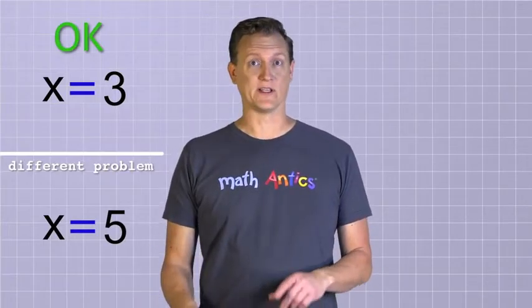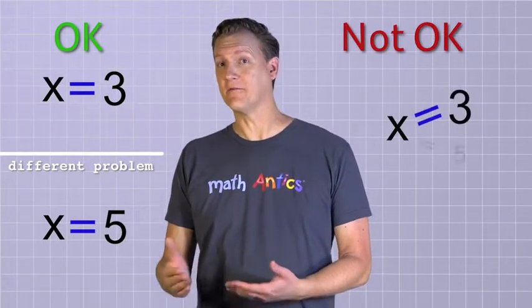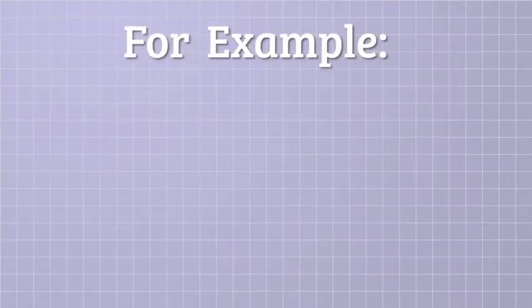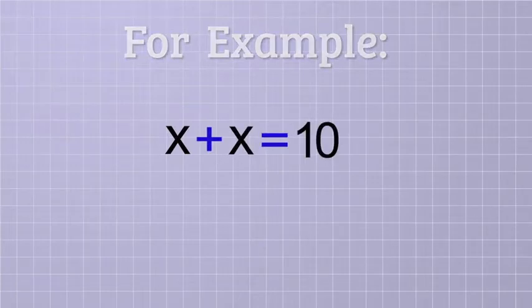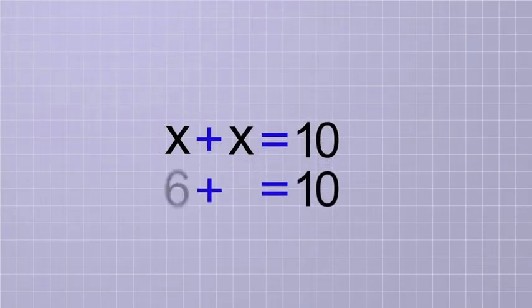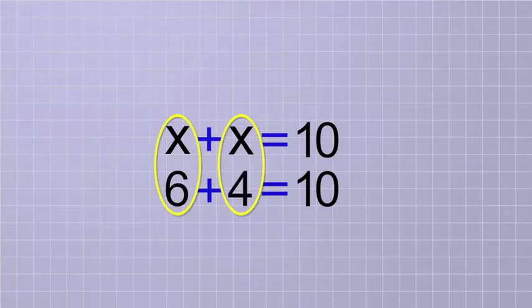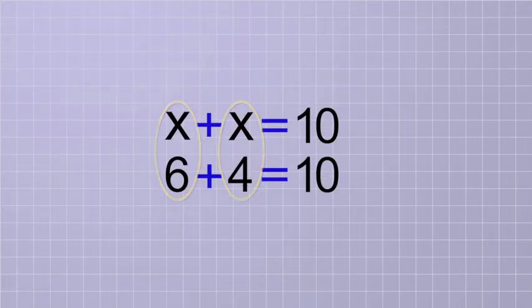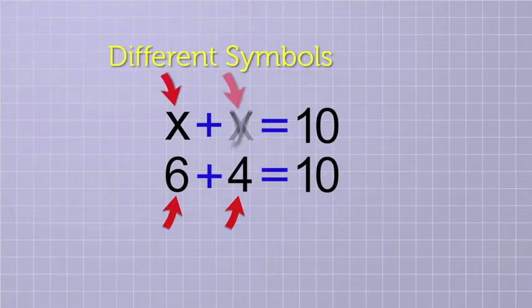That's okay. But what's not okay is for a symbol to stand for different values in the same problem at the same time. For example, what if you had the equation x plus x equals 10? This equation says that if we add x to x, we'll get 10. And there's a lot of different numbers that we could add together to get 10, like 6 and 4. But if we had the first x stand for 6 and the second x stand for 4, then x would stand for two different values at the same time, and things could get really confusing.